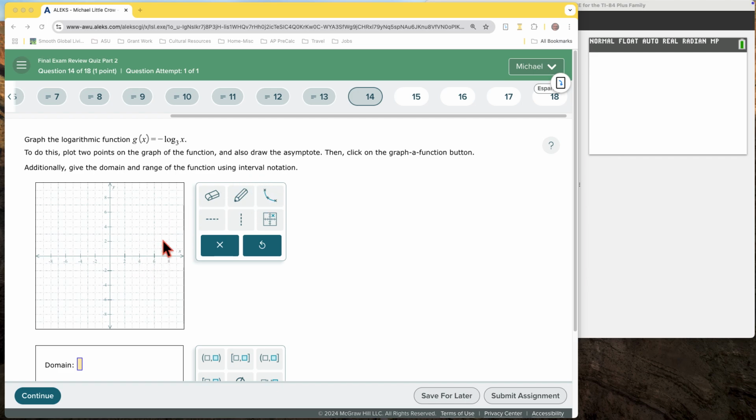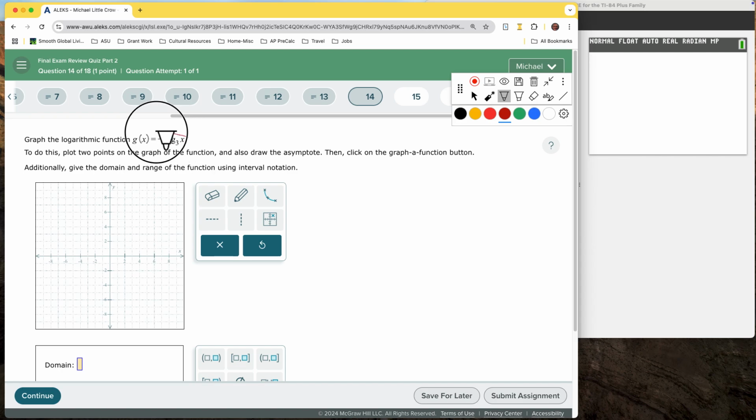We're going to need to graph this logarithmic function. And we'll go through two ways of doing that, so see which one works easiest for you. And then we'll come back and forth.